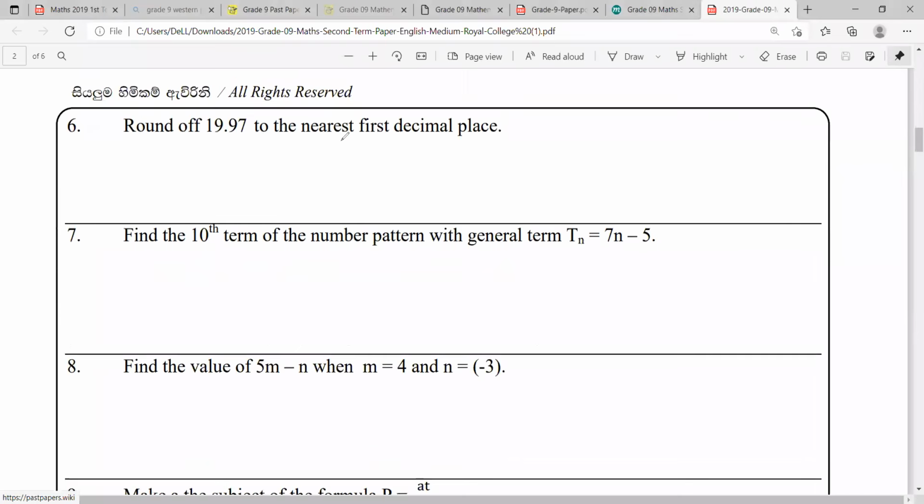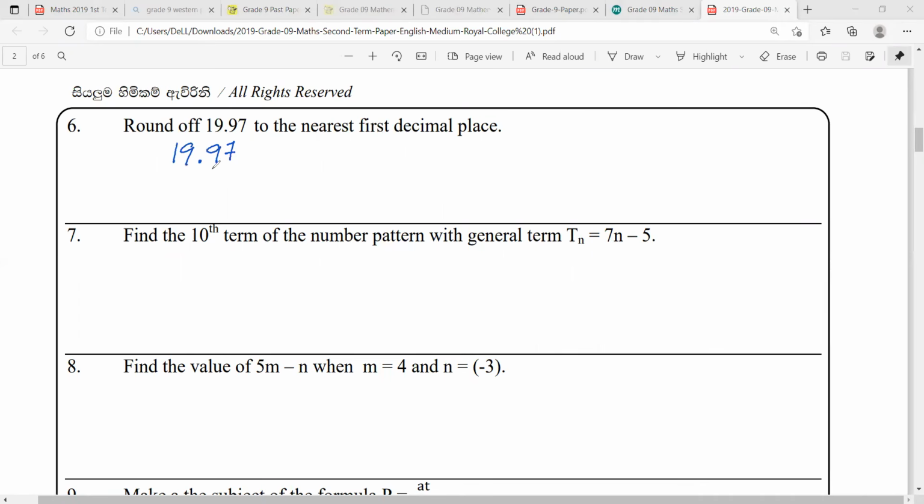You have to round off this to the nearest first decimal place. So you get this one here. This is 19.97. So you have to take this 9. Actually, you have to get this 19.97, so to the nearest first decimal place.